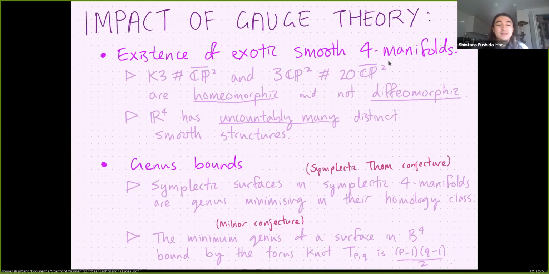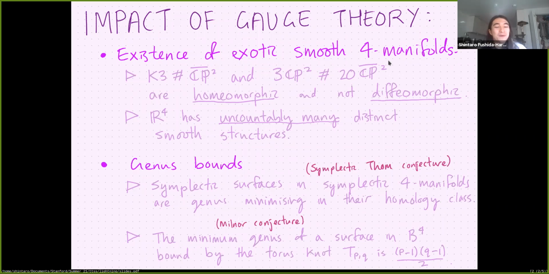So in the 90s, the introduction of gauge theory into low-dimensional topology allowed many previously unapproachable problems to be solved. The most notable of these is the existence of exotic smooth structures on four manifolds. I've listed a couple of examples. The first is very explicit, and the second is not explicit, but kind of huge.